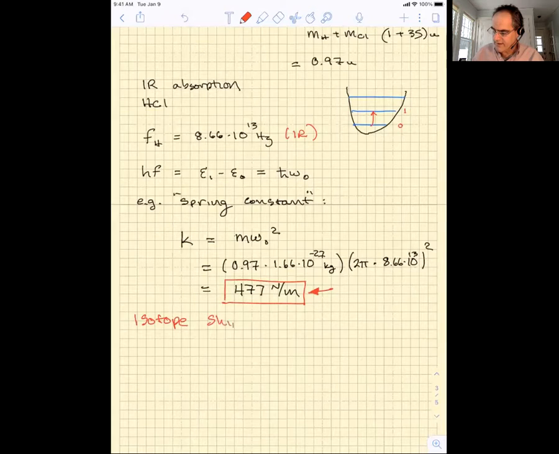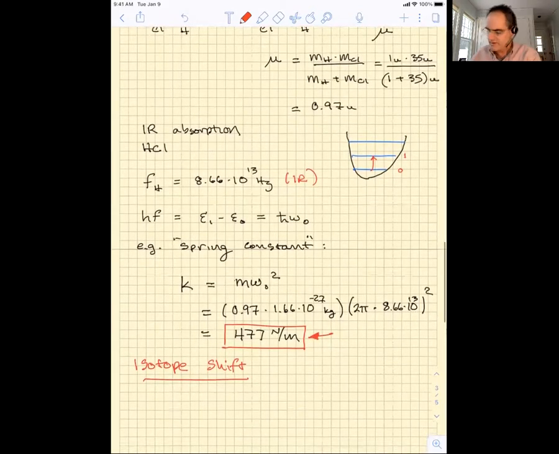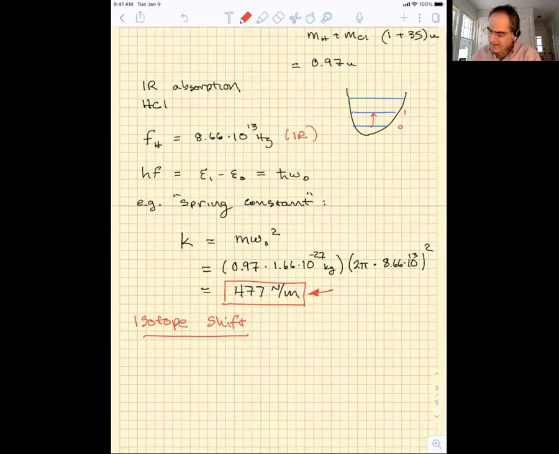One of the interesting things about these types of measurements is that we can verify what we're doing by doing isotopic substitution. So suppose that we replace the HCl by DCl, where D here is the deuterium. It's just a heavy isotope of hydrogen that has both a proton and a neutron in the nucleus. So it has the same chemical properties as hydrogen, but it has twice the mass.